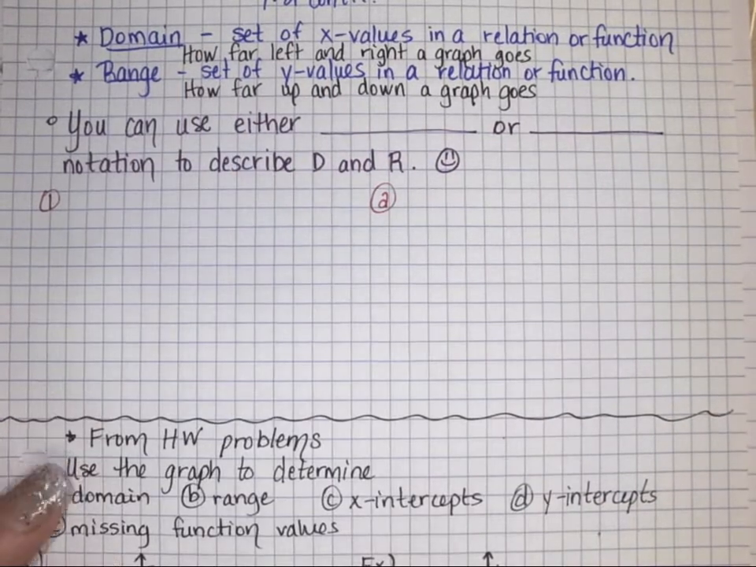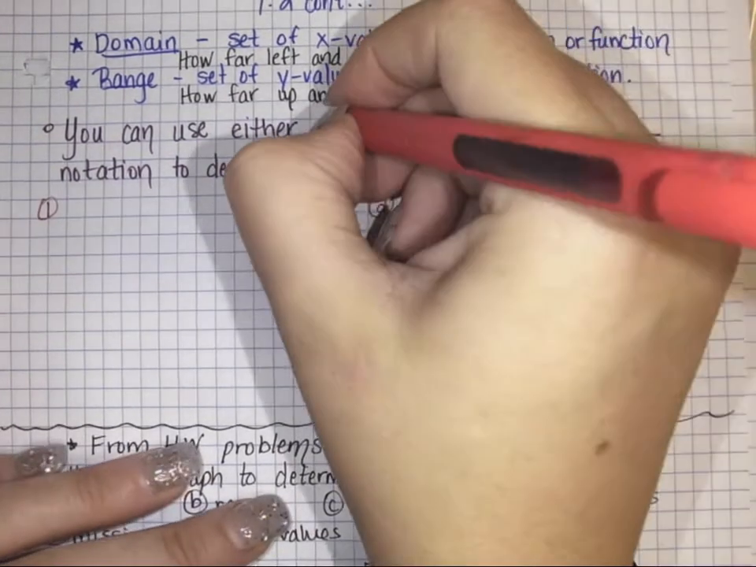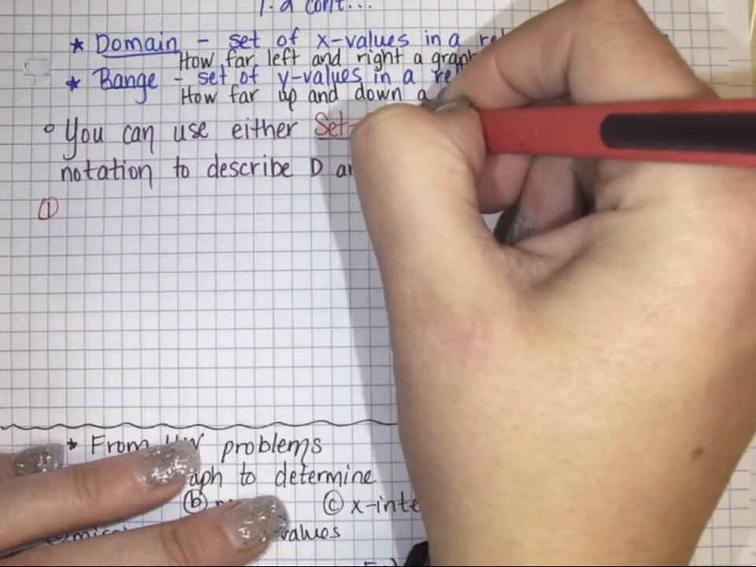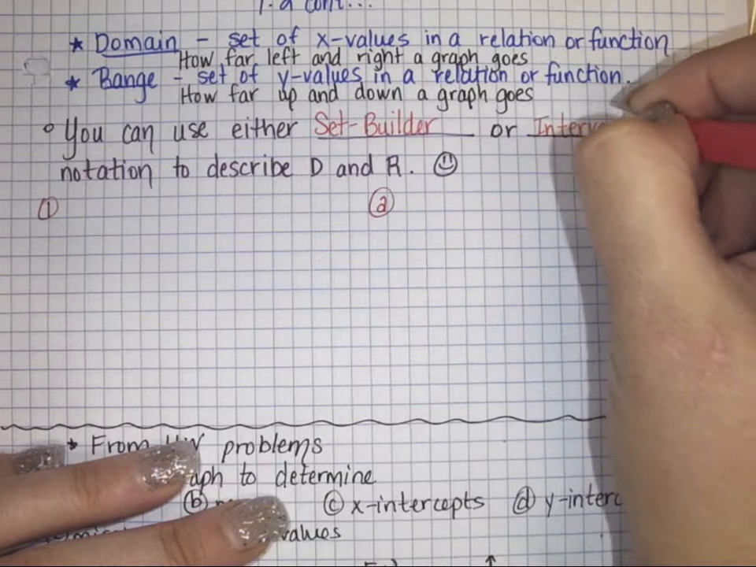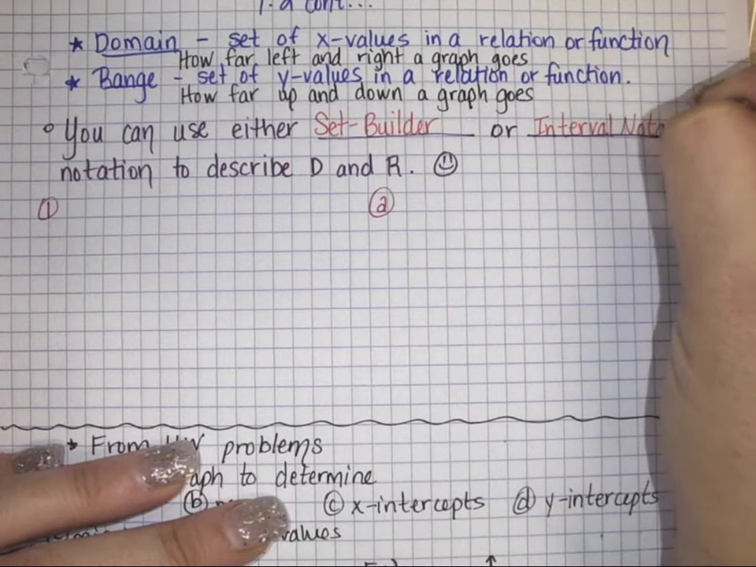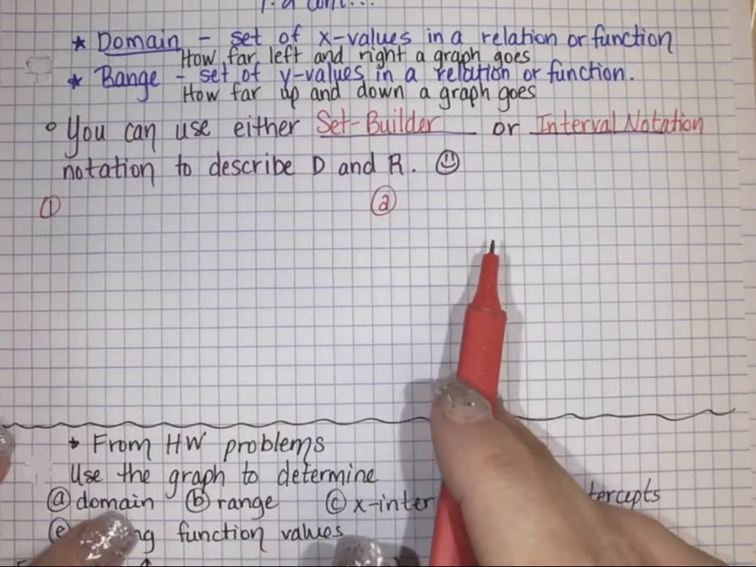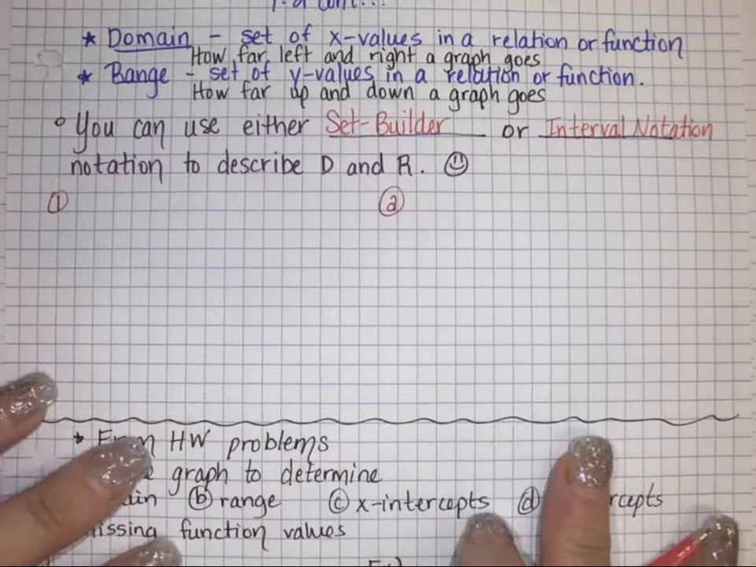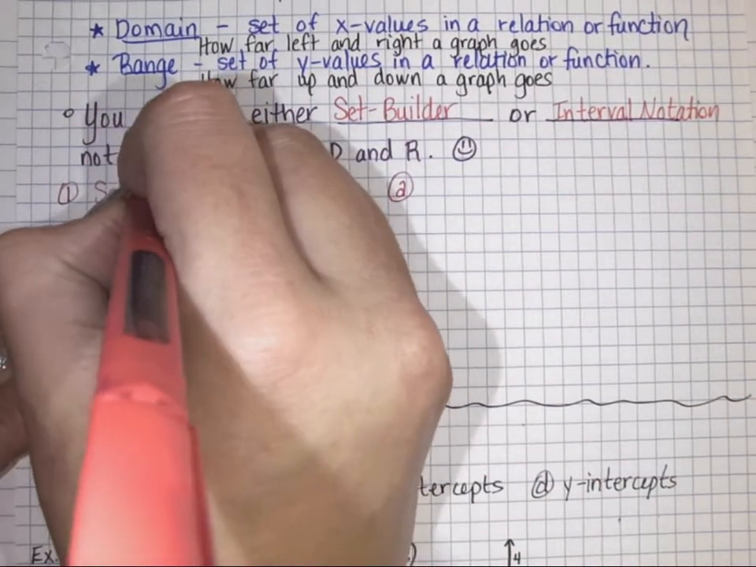To list your domain and range of graphs, there's two different notations that you can use. One is called set builder, and I'll show you what that looks like. And the other one is called interval notation, which you should have learned about a lot. You should have used interval notation some in Algebra 2 Trig. Set builder notation, it's more of the abstract one that we don't use a lot. It'll look like this, just to give you an example. So, set builder.